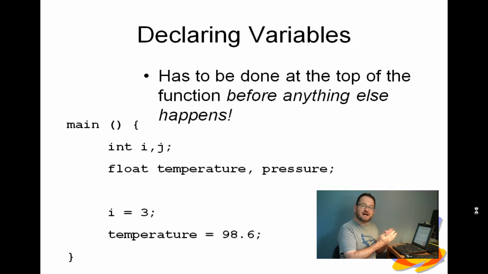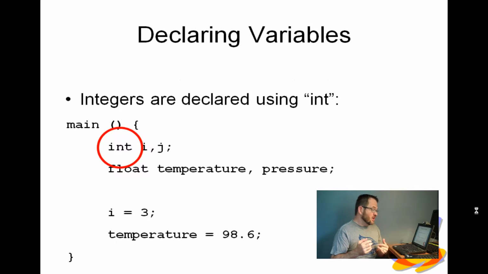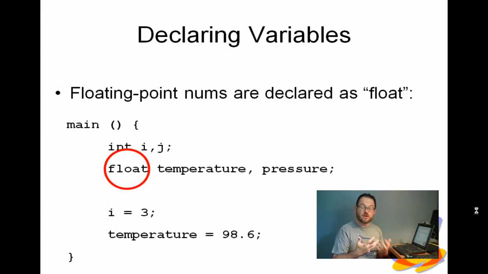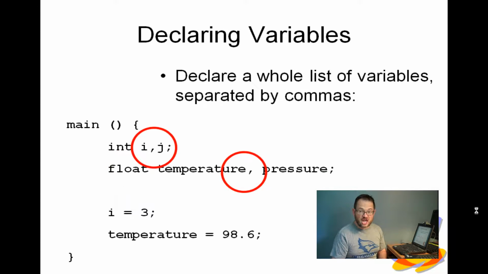Now, up near the top of this program that I have here on the screen, I have declared some integers, i and j, and I've declared some floating point numbers, temperature and pressure. The integers are declared using the C command int. And after that, we have another one where we're declaring some floating point numbers using the command float. In this case, we have two variables, i and j, that are going to be integers.